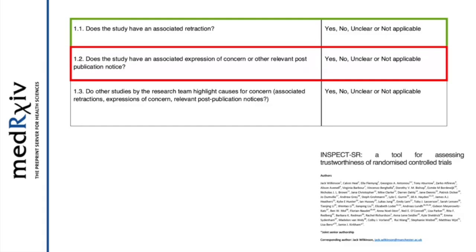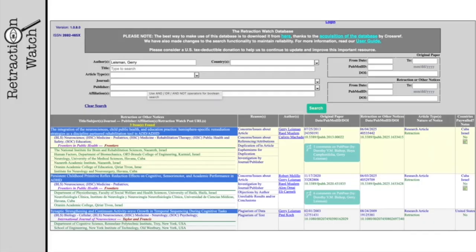Do other studies by the research team highlight cause for concern? So for instance, associated retractions, expressions of concern, and relevant post-publication notices. This is something you can check pretty easily. For instance, you can go on the Retraction Watch database, and here you put the name of the authors. So you can put the name of the first author, and you can already find 3 different retractions. One in Frontiers, another one in Frontiers, and one other in Taylor and Francis journals.